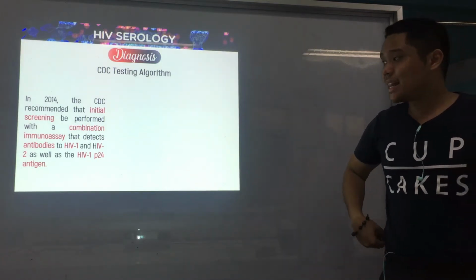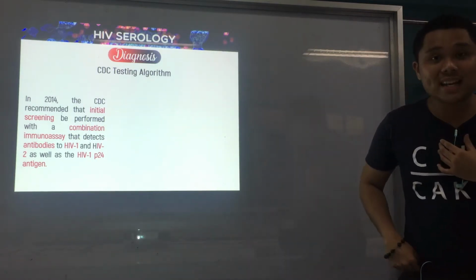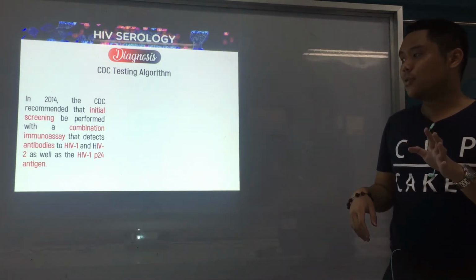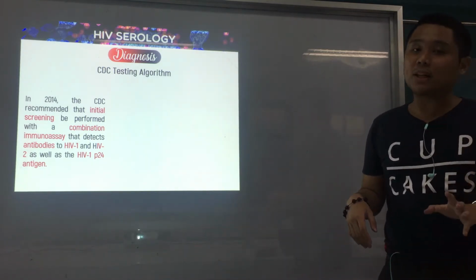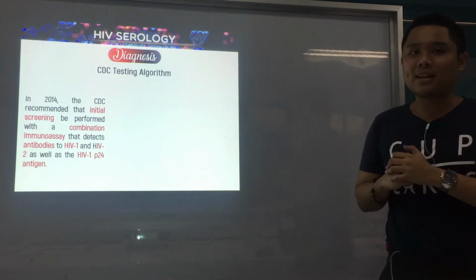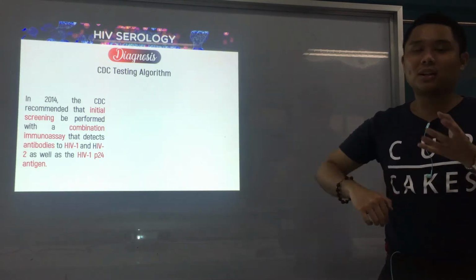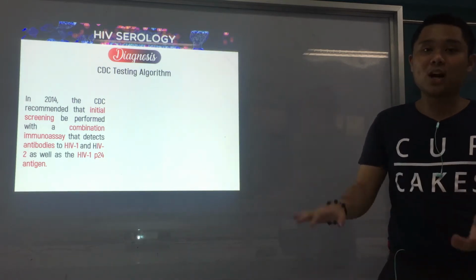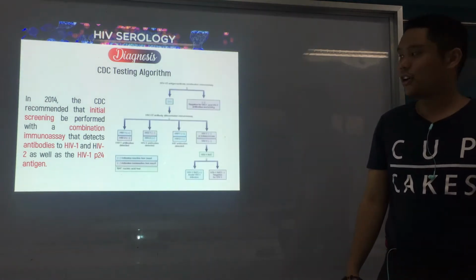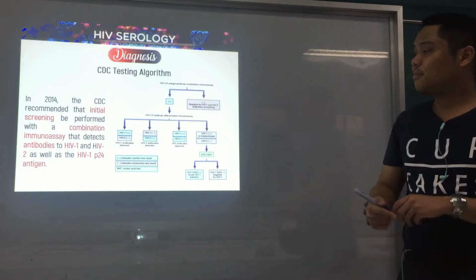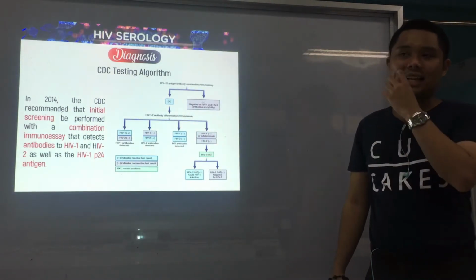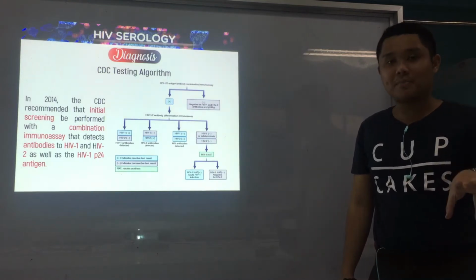They recommended a combination immunoassay that detects antibodies to HIV 1 and 2 as well as the HIV P24 antigen. So they're not recommending Western blot anymore. What they are recommending now is a combination of immunoassays. And here is the diagram. First, an HIV-1/2 antigen antibody immunoassay, for example, ELISA or rapid test.